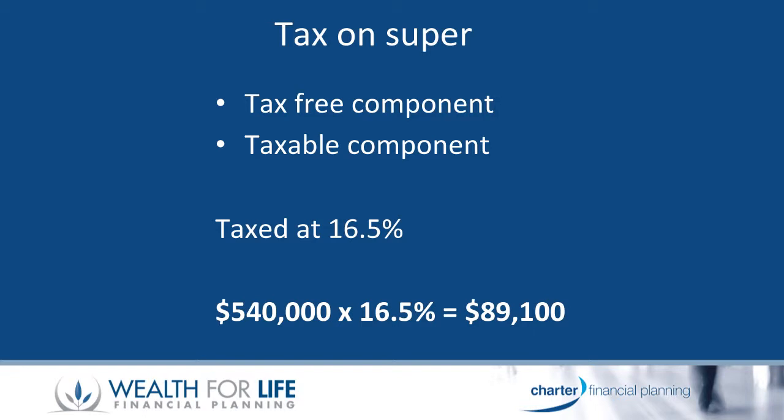Superannuation death benefits paid to children over 18 will be divided into two components: the tax-free component and the taxable component. Naturally, the tax-free component is, well, tax-free, and the taxable component is taxed at 15% plus Medicare levy, so 16.5%. For example, a superannuation death benefit with a taxable component of $540,000 to an adult child would be reduced by a tax of $89,100.